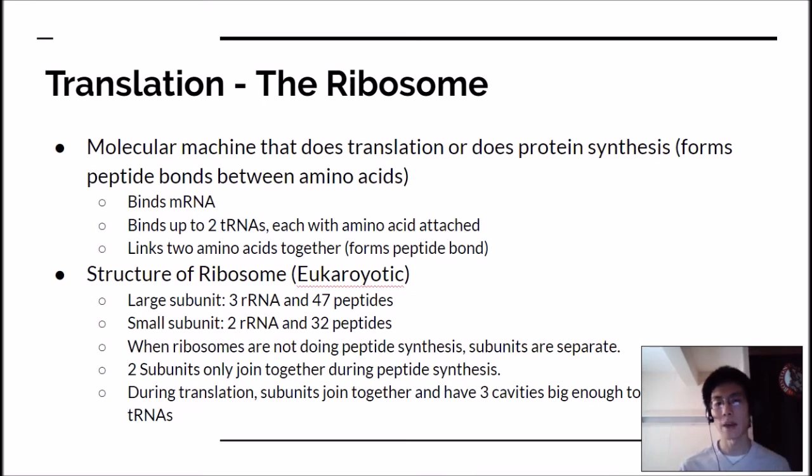And when you look at a eukaryotic ribosome, you have a large subunit and a small subunit with differences in the amount of ribosomal RNA as well as the number of peptides. But it's really important to know that, generally speaking, the ribosomal subunits don't actually come together except when synthesis is actually needed, during translation. So during translation, the subunits join together, and then when translation is over, they separate. So that's really cool. So now we can go through the steps of translation itself.